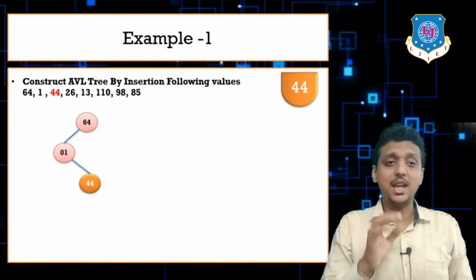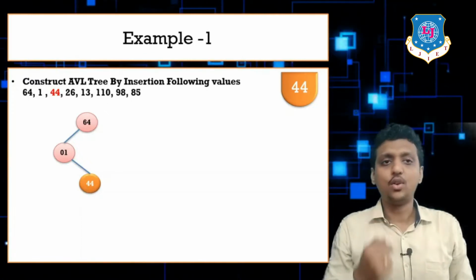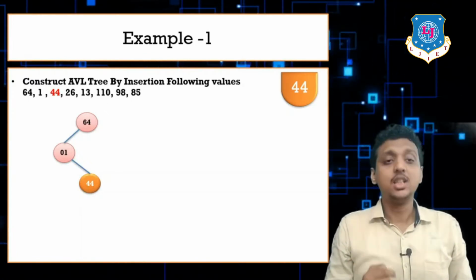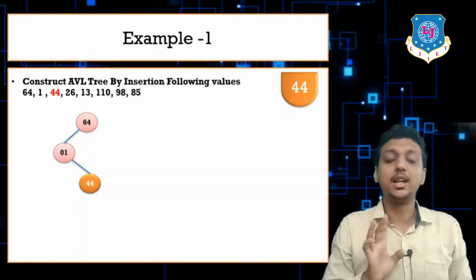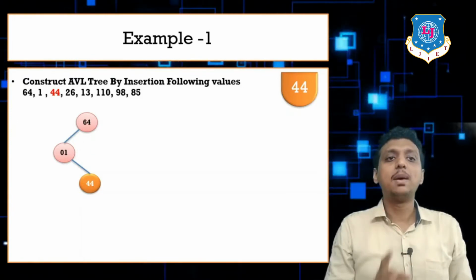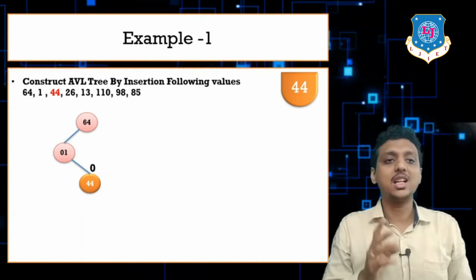Now, as my insertion is done, I need to write down the balancing factors to check whether my tree is balanced or unbalanced. The balancing factor of 44 is 0, because it is a leaf node.